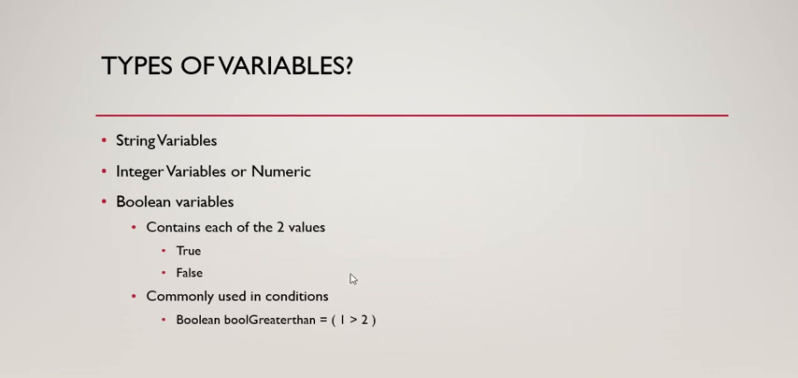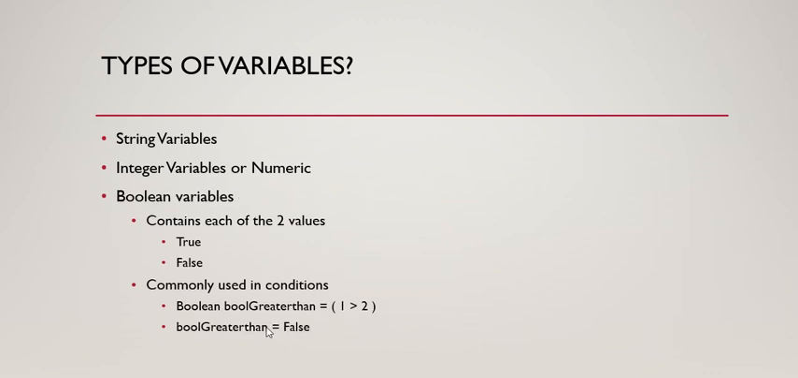So as an example, I've written here a Boolean variable called bool greater than. So there's a condition here. The condition is 1 greater than 2? So obviously the answer is false. So that false will be stored in the bool greater than variable. And also Boolean variables are not enclosed in double quotes.